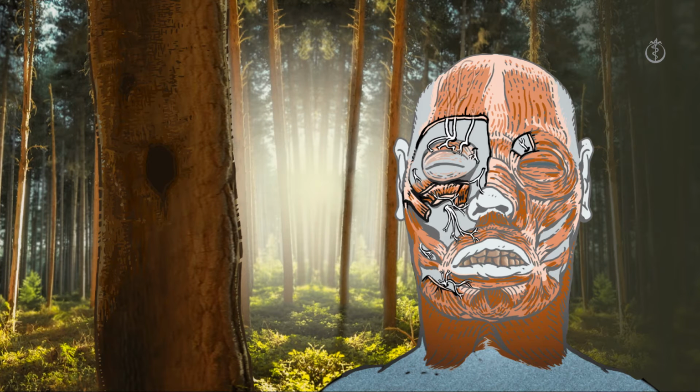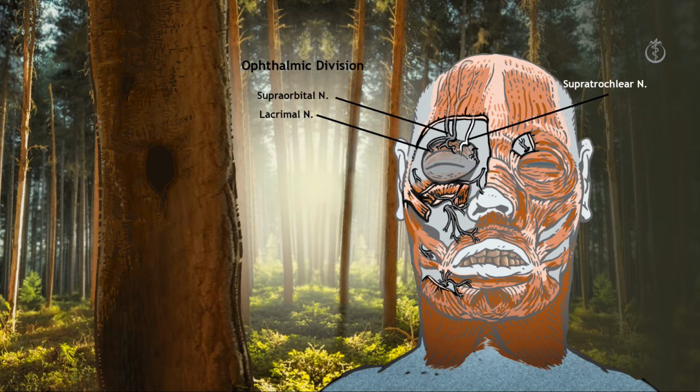This drawing shows a dissection of the face that focuses on the trigeminal cutaneous branches. The 5 branches that are derived from the ophthalmic division are all visible in this view. Again, the lacrimal nerve, the supraorbital nerve, the supratrochlear nerve, the infratrochlear nerve, and the external nasal nerve.